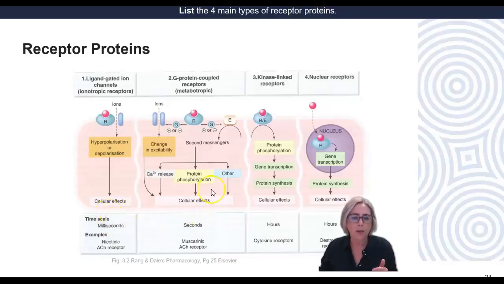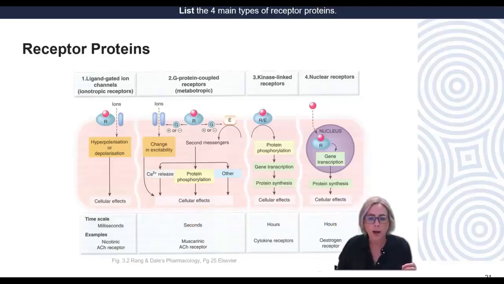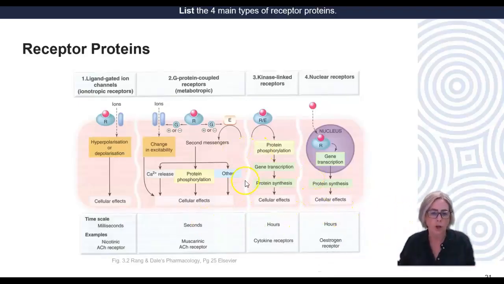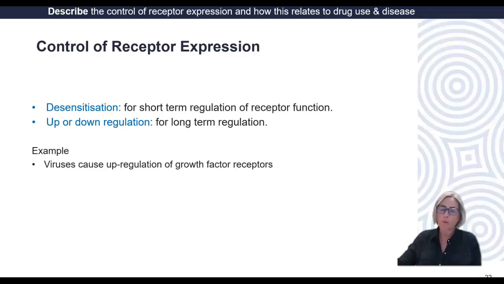Now, I said the response for the ligand-gated ion channels is super quick. It's also very quick in terms of the G protein coupled receptor response, slower than the first one, but still seconds. Then we have the other two, which are much slower. So hours rather than seconds. An example of the kinase linked one is a cytokine receptor, and as I mentioned, the nuclear receptor there being the estrogen receptor.